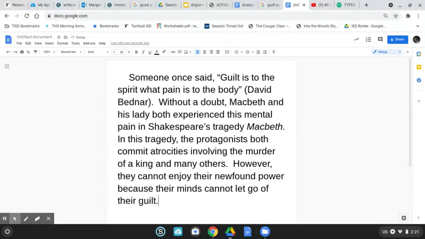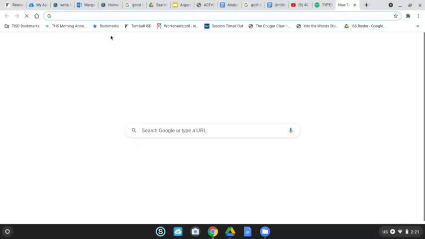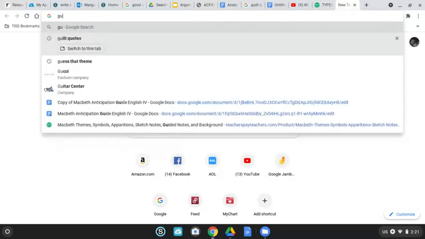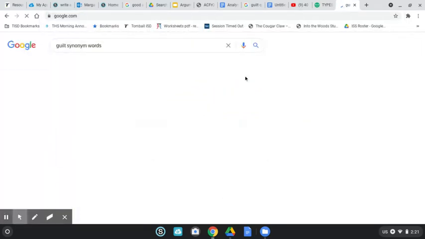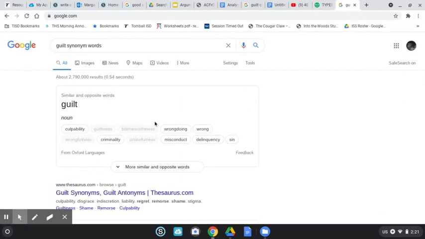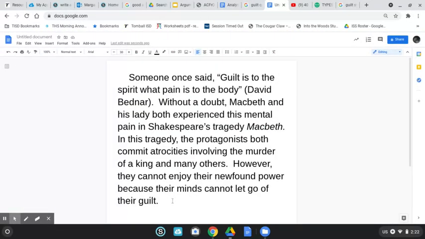I need to find another word for guilt because, good heavens, how many times am I going to say it? Does Google have a thesaurus? Okay, let's look for the word guilt in tools. I would like a thesaurus. You are no help at all, Google, and I have told you this 1,000 times. Guilt. Synonym. Culpability, wrongdoing, wrong. Okay. Misconduct seems a little light for murder, so I'm not using that one. So I'm going to go get this one. They cannot enjoy their newfound power because their minds cannot let go of their wrongdoing. Okay.